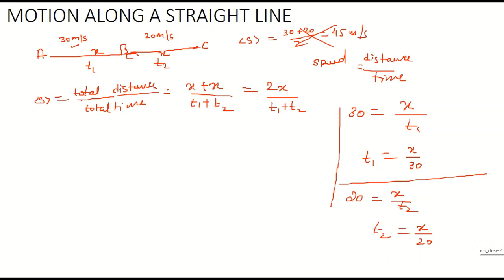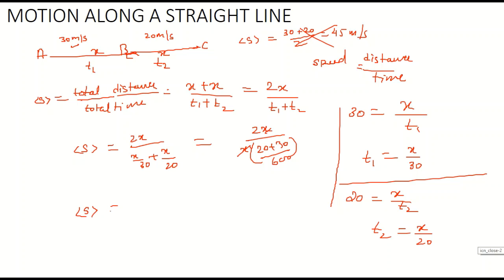I will substitute these values here, and what will I get? That is 2x divided by x by 30 plus x by 20. Taking the LCM, taking x common, right? So it will be 20 plus 30 upon 600. x cancels with x. Now look, no variable is left. Now we can easily calculate it. That is 2 into 600 divided by 50.